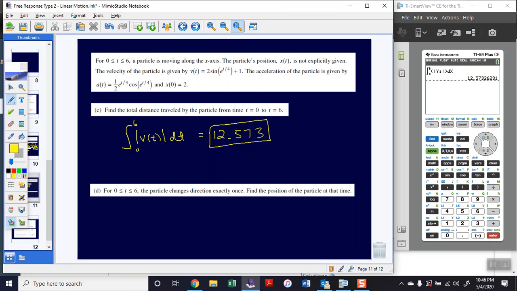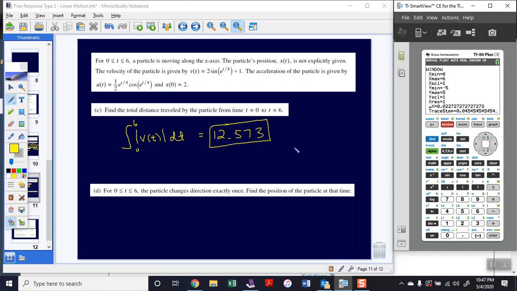Okay, now D is probably the longest part. It says during those 6 seconds, the particle changes direction exactly once, and we have to find the position at that time. Well, we first have to find out where it changes direction. So the key concept there is the direction is determined by the positive or negative sign of the velocity. And so let's take a look at the graph of the velocity function now. Now, we were told the domain for the time was 0 to 6, so I've gone ahead and I've made that the x min and x max on my window.